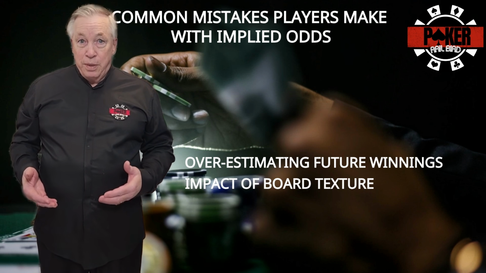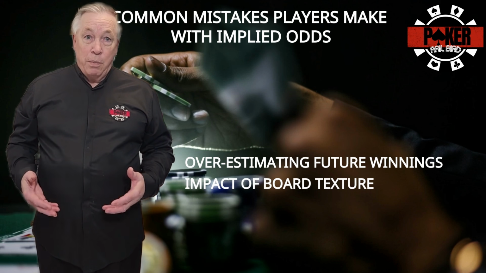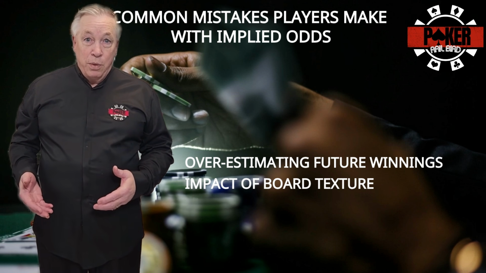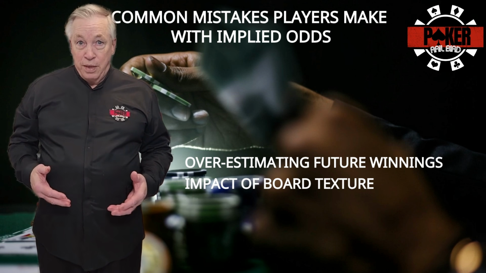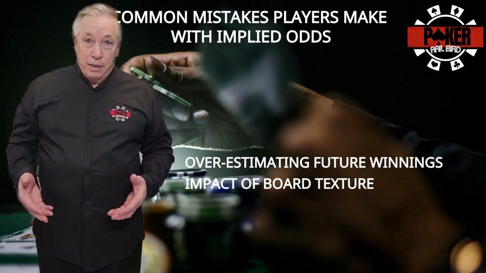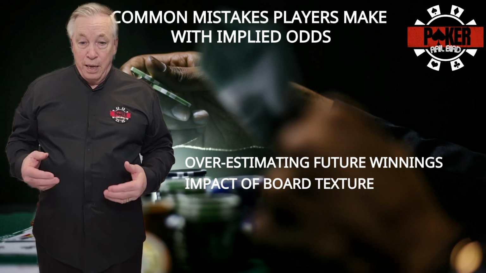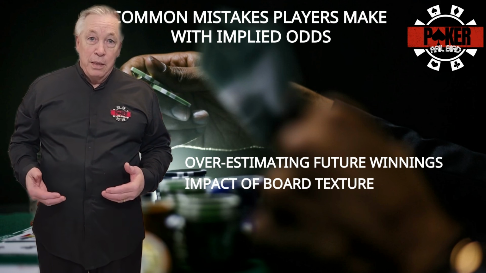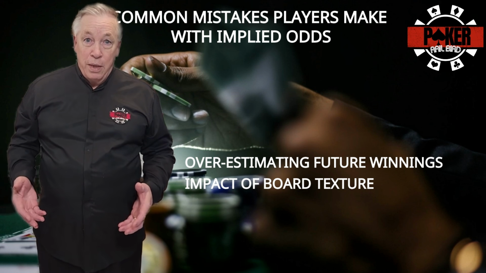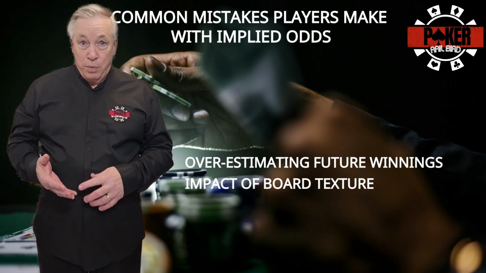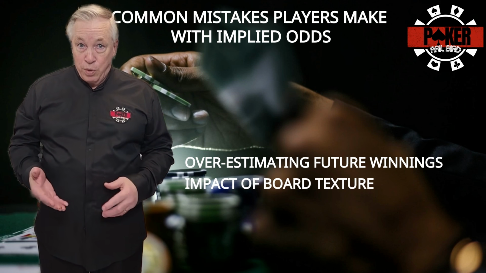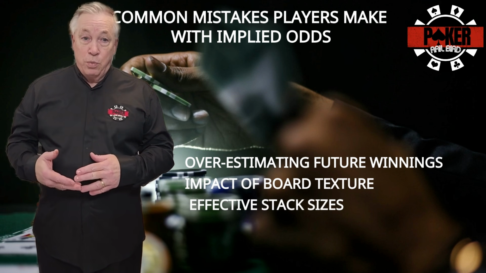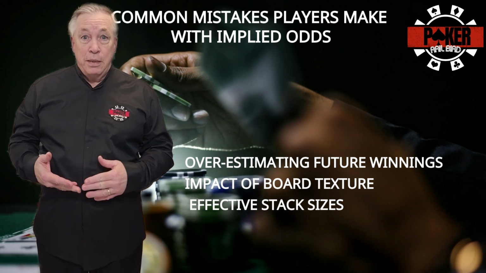The board texture plays a significant role in determining whether implied odds are realistic. Certain flops or turns can scare off opponents and reduce the likelihood of extracting future bets. For instance, if the board pairs or completes a highly visible straight or flush draw, even aggressive players might hesitate to commit more chips. On the other hand, if the board appears harmless to your opponent, they may feel more confident betting into you.